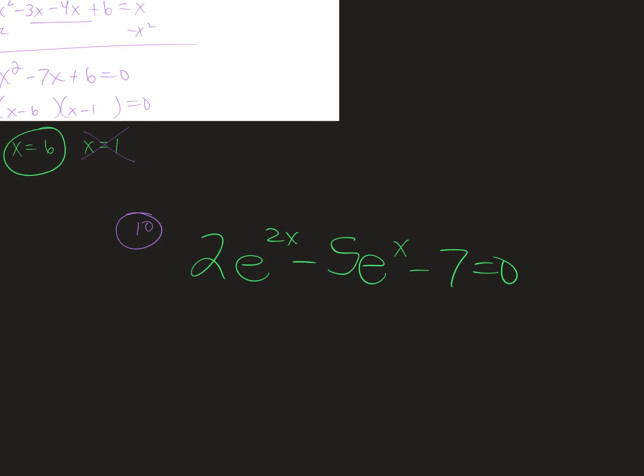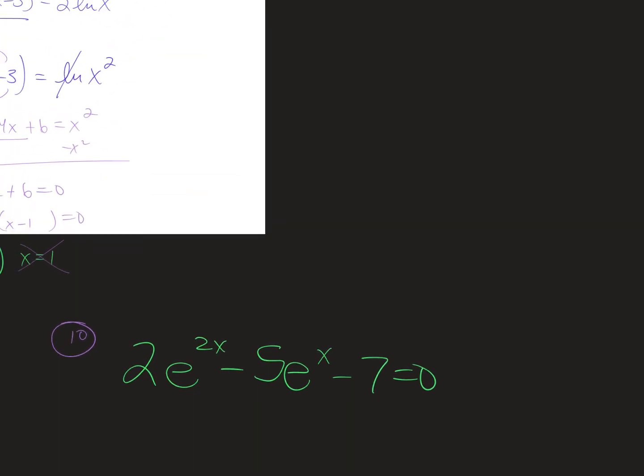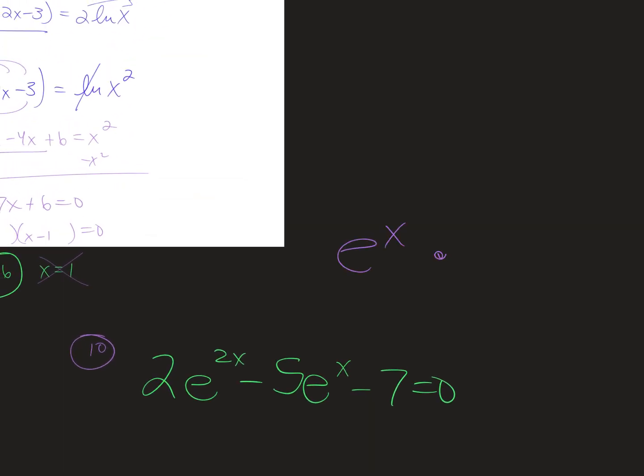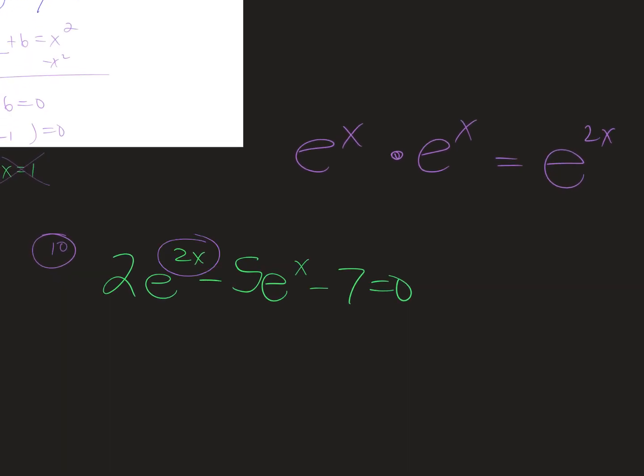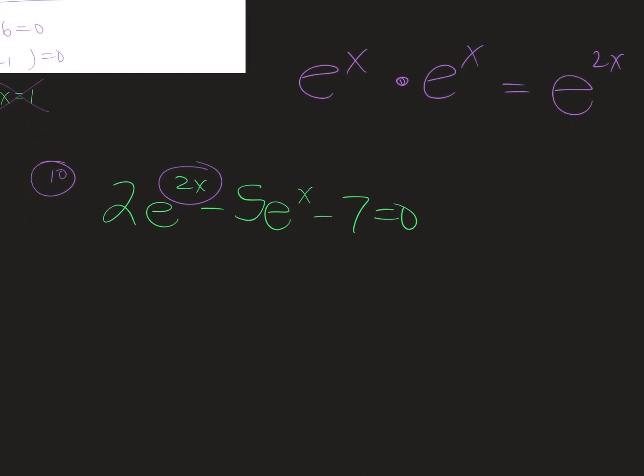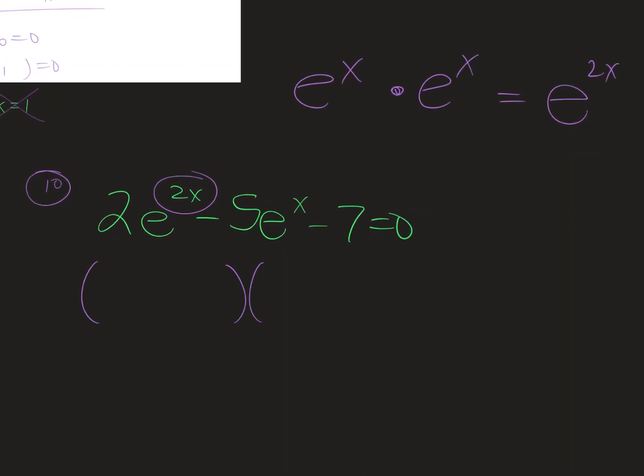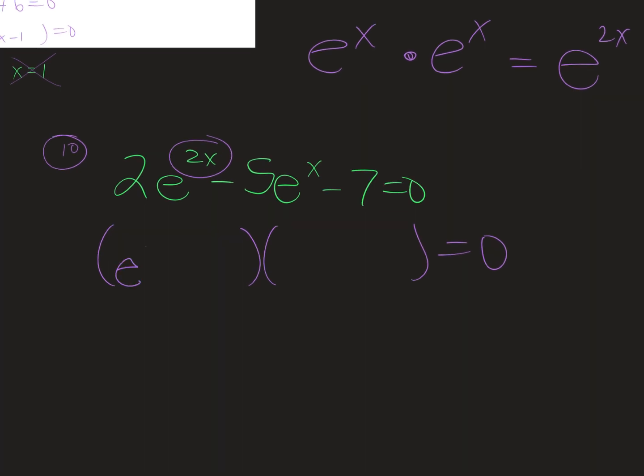You guys are saying, what do you mean it's the 2x? Guys, if I multiplied e to the x times e to the x, what happens when you have the same bases and you're multiplying? You add the exponents, right? So this becomes e to the 2x. That's how this comes about. So when you have a quadratic, let's handle this the exact same way we would. Instead of x in the front of each of your parentheses, what do you think you put? An e to the x. This is just an exponential quadratic.